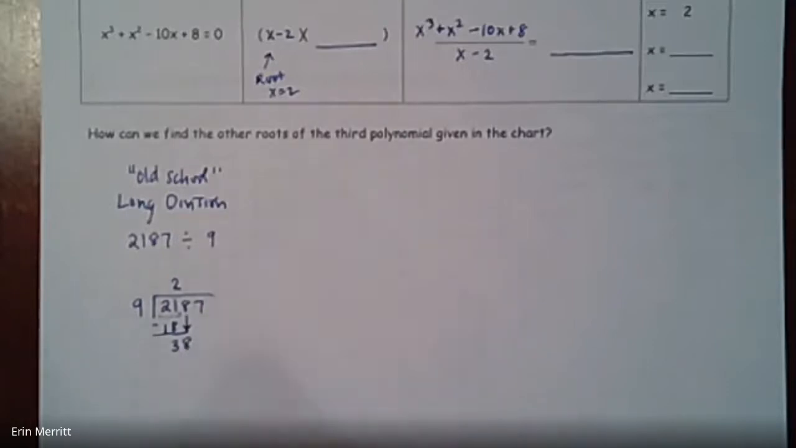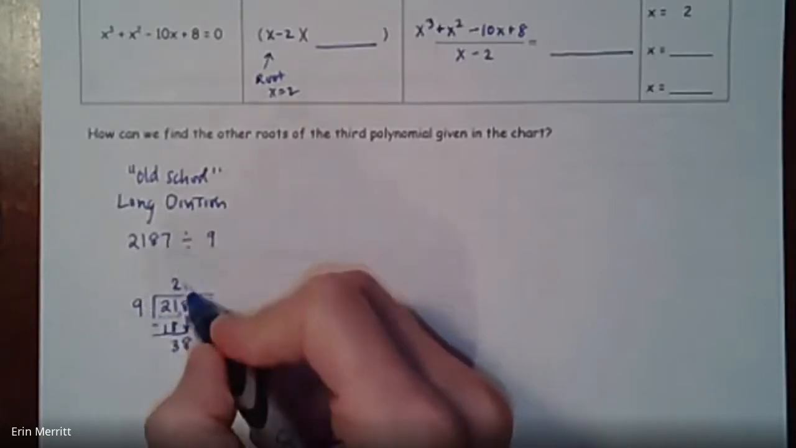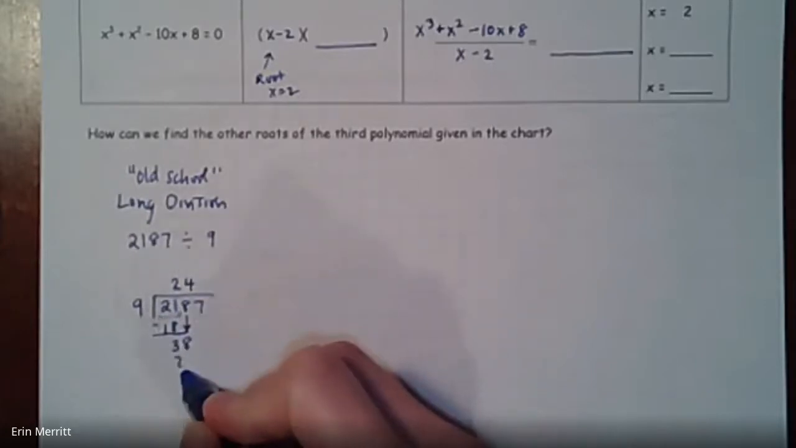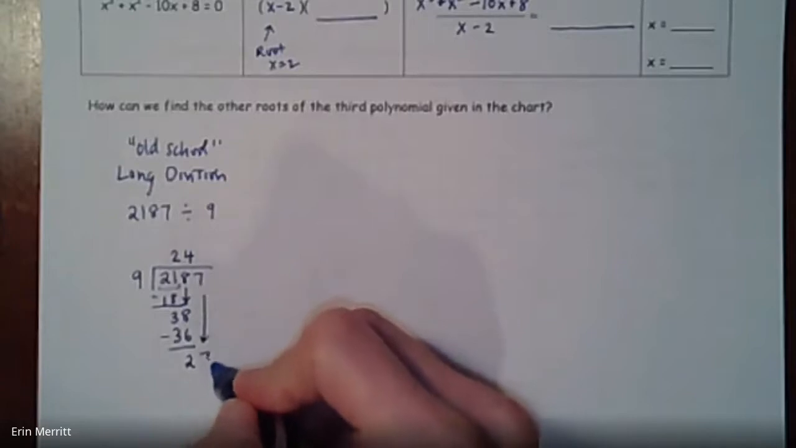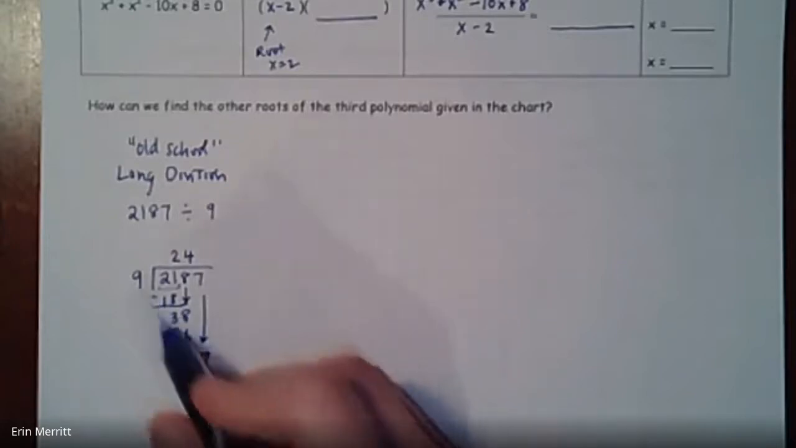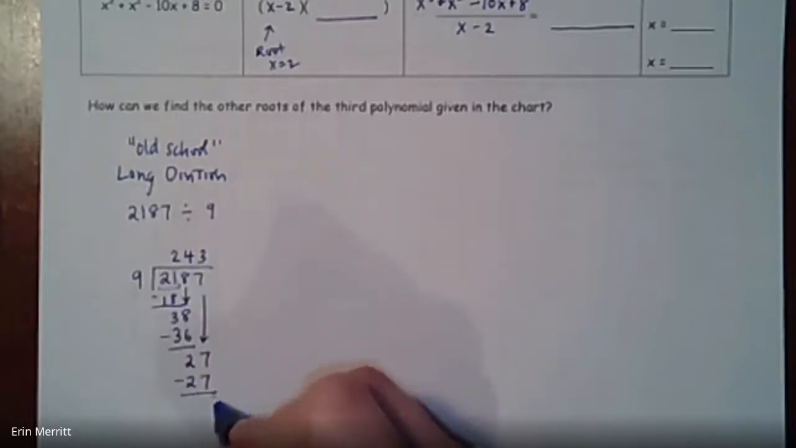So if we bring down 8, then we do it again. How many times does 9 go into 38? 4 times. So 4 times 9 would be 36. We take the difference and we keep running. I hope this is coming back to you here. Then we bring down the 7. How many times does 9 go into 27? Well, 3. So 9 times 3 is 27. We get 0. Yay, we did it.